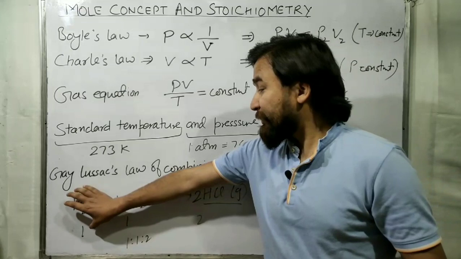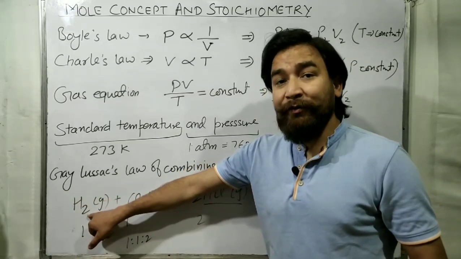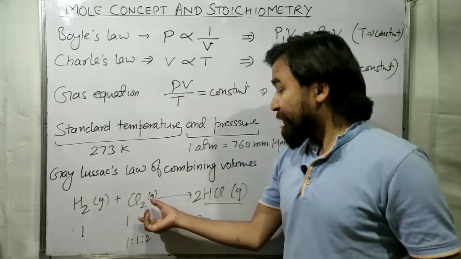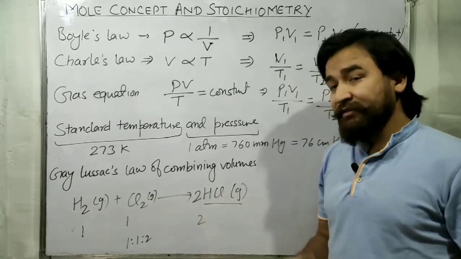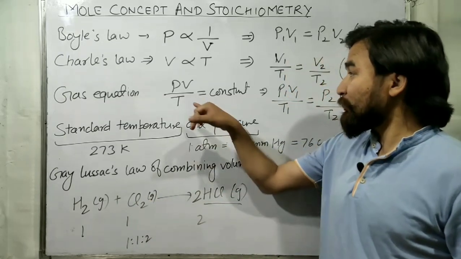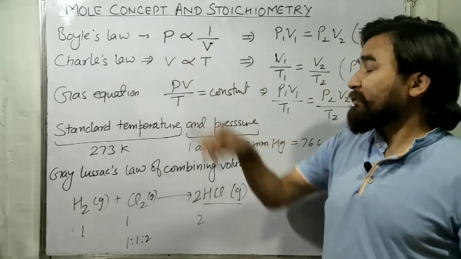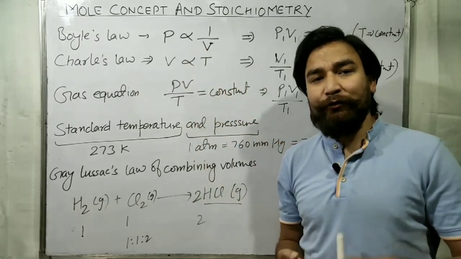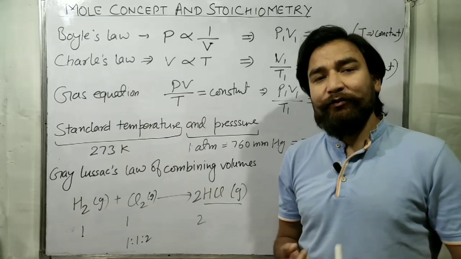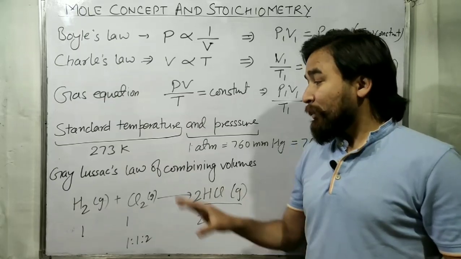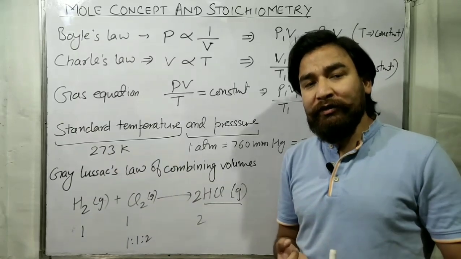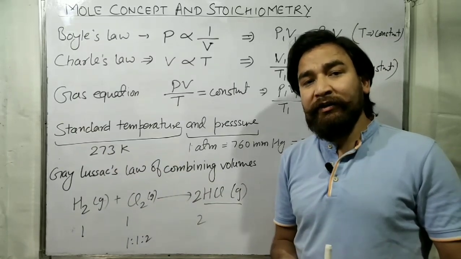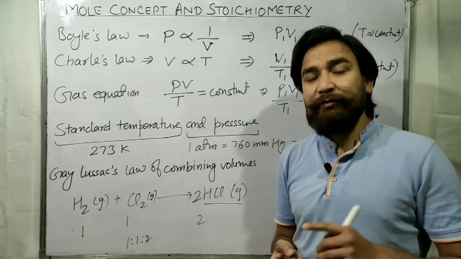Means the temperature and pressure at which the volume of hydrogen is being measured, at the same temperature the volume of chlorine and volume of HCl should be measured, because you know that volume has a relation with pressure and temperature. So if you change pressure or temperature, the volume of a gas will also change. So the volume of all the reactants and products must be measured under a given condition of temperature and pressure.